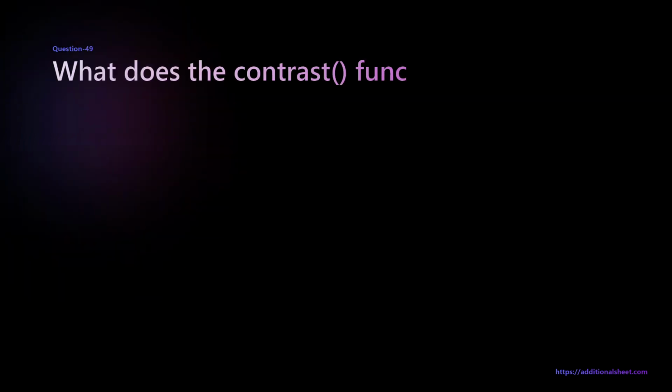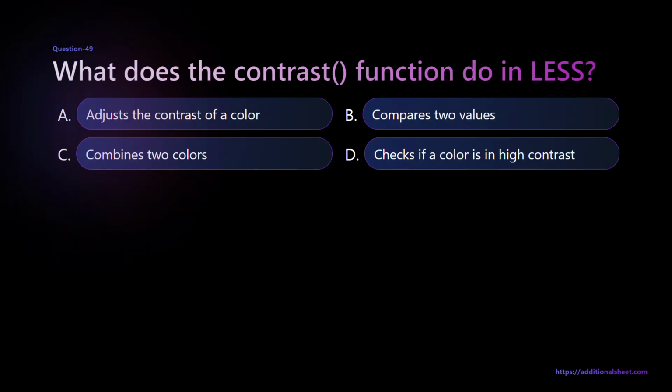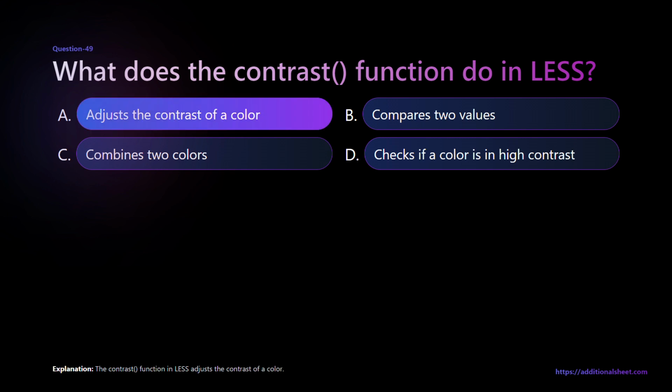What does the contrast function do in less? Option A, adjusts the contrast of a color. Option B, compares two values. Option C, combines two colors. Option D, checks if a color is in high contrast. The correct answer is option A, adjusts the contrast of a color.